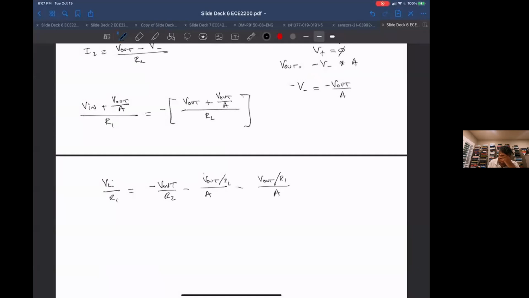Everybody with me? I'm just moving stuff around here. Okay, so I got V in over R1, V out over R2, V out over R2 over A, V out over R1 over A.